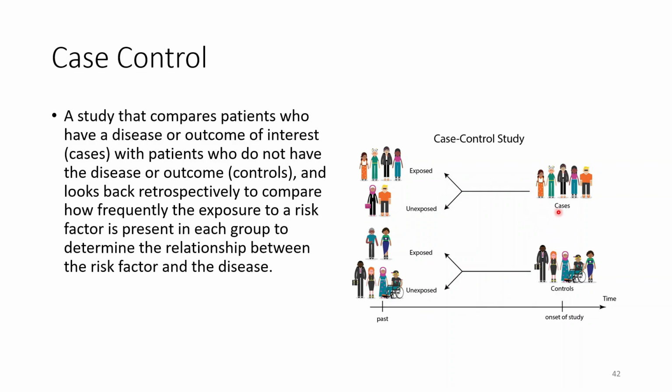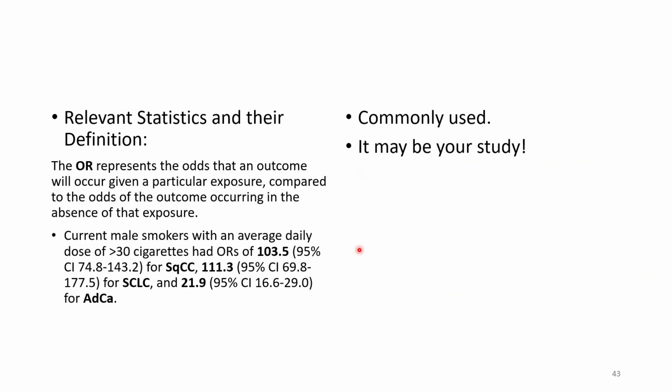So if these were cases with lung cancer, and let's say 70% were smokers, and the controls who are age and gender matched were, let's say, 30% smokers, so that's 70, that's 30, oh my god, there's a difference. Lung cancer might be caused by smoking, it's associated with smoking. So that's how we do case control studies.